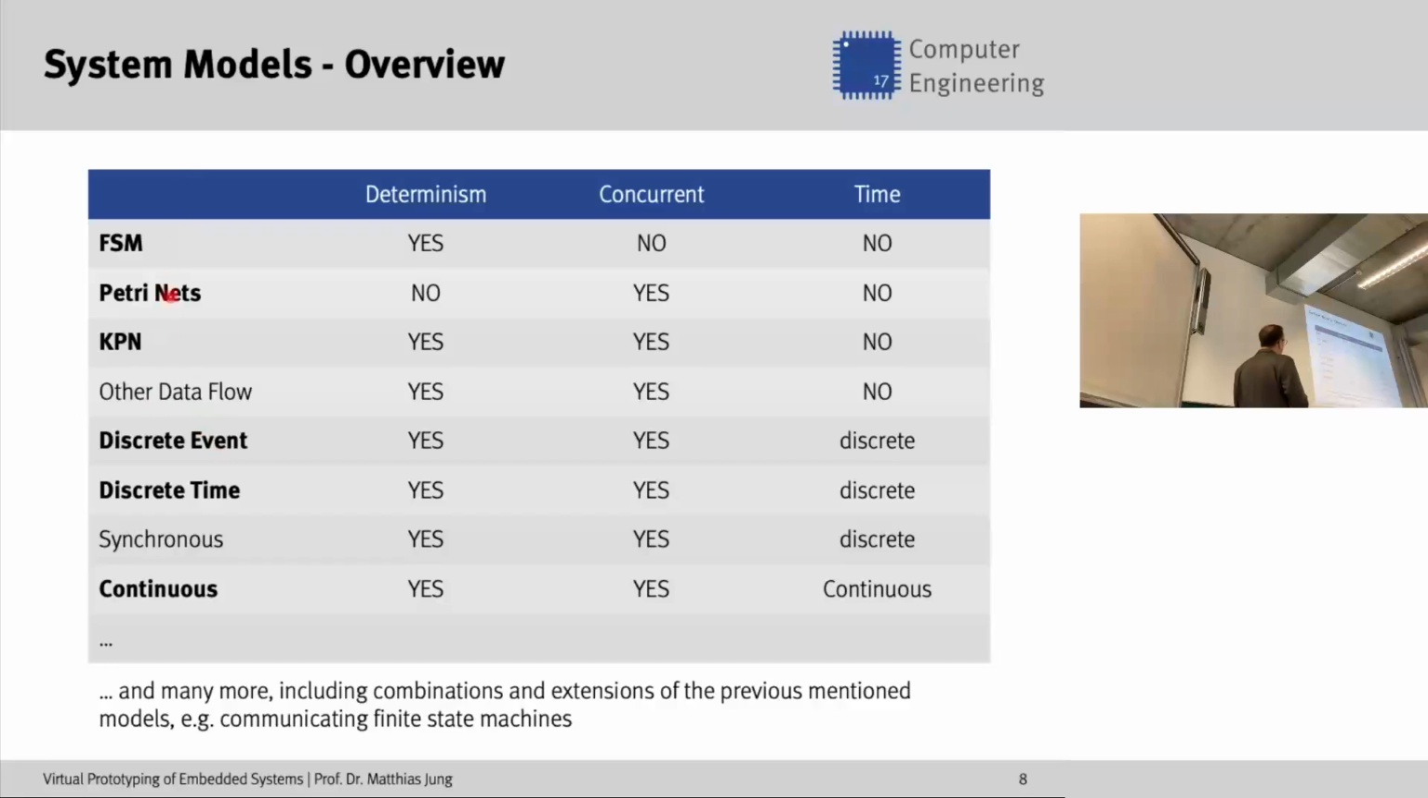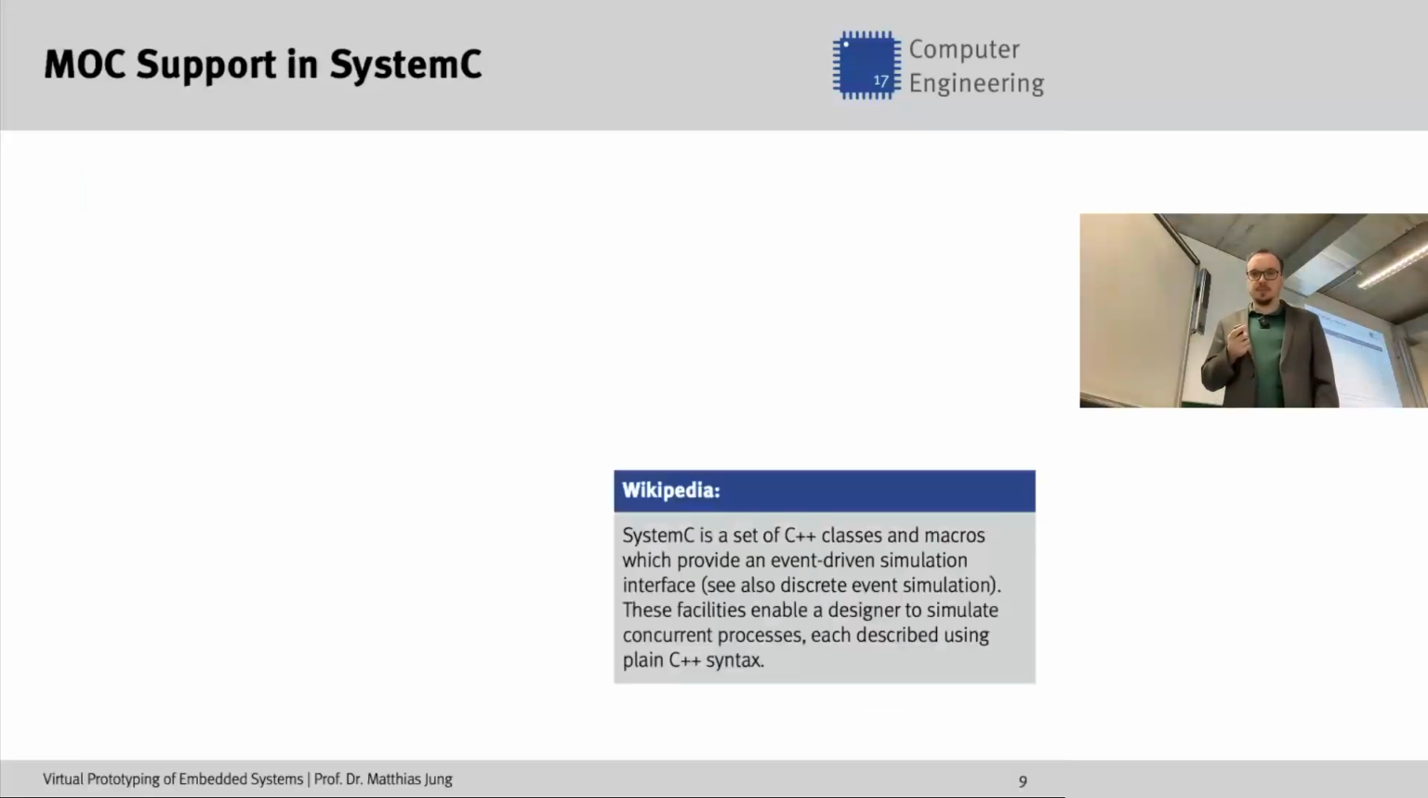So we will go through these different models of computation, and we will talk about whether they are deterministic, whether they are able to model concurrency, and whether they model time or not. So we will go through them now in the lecture.